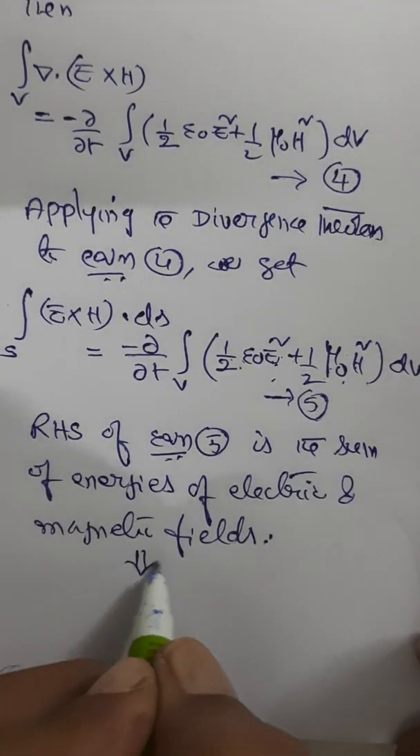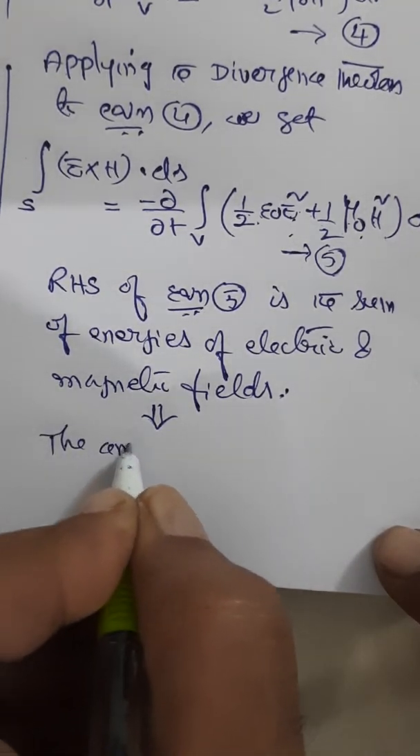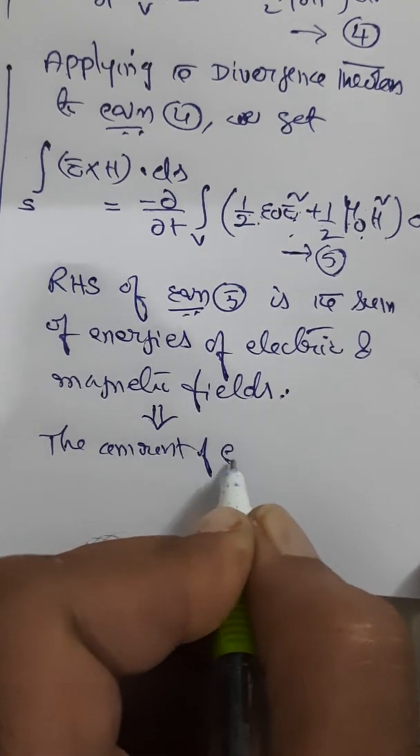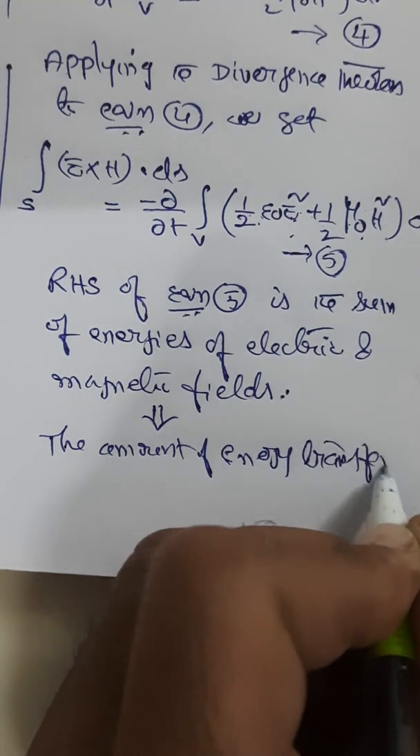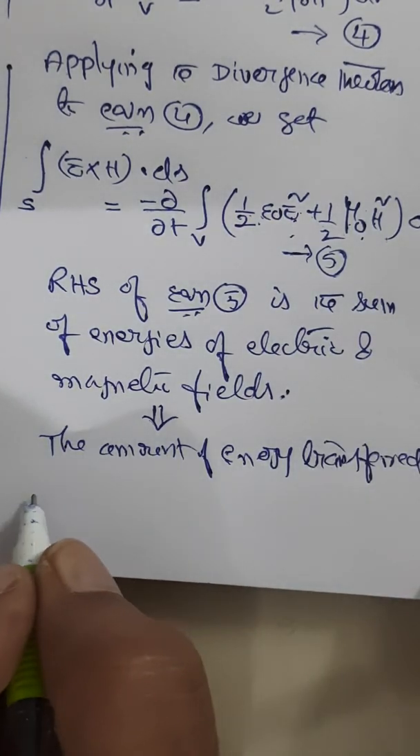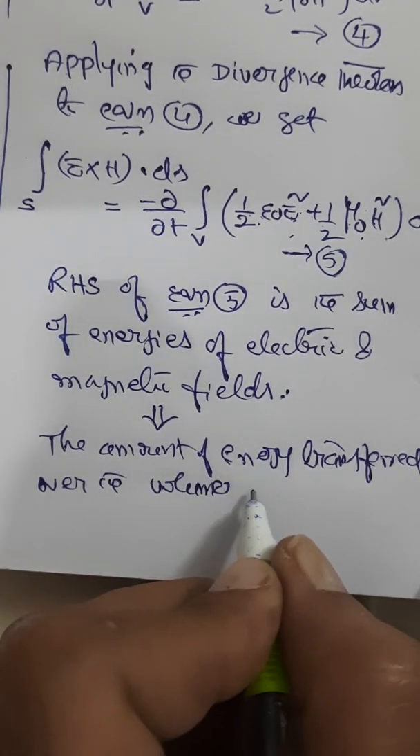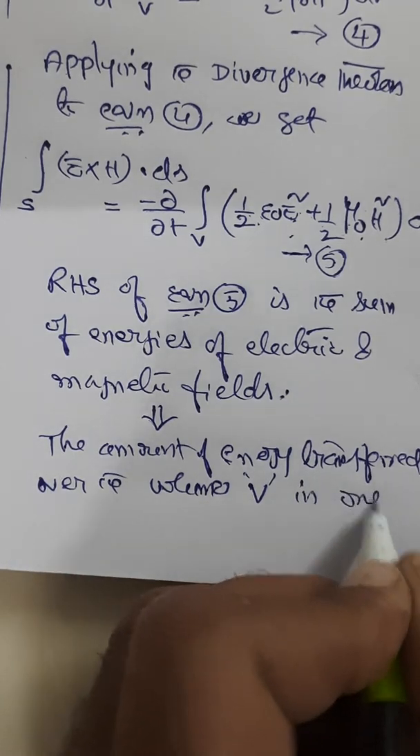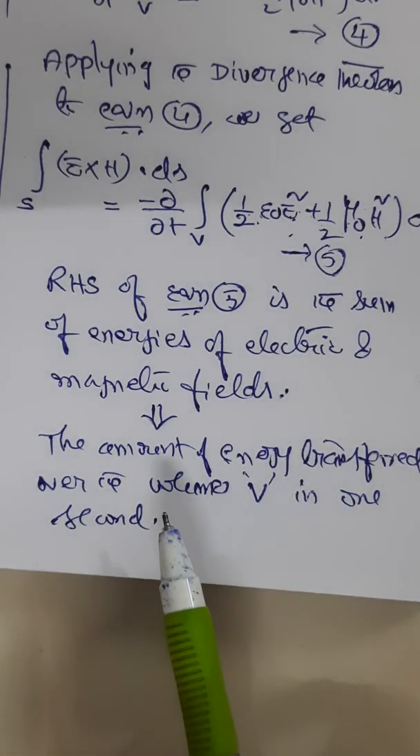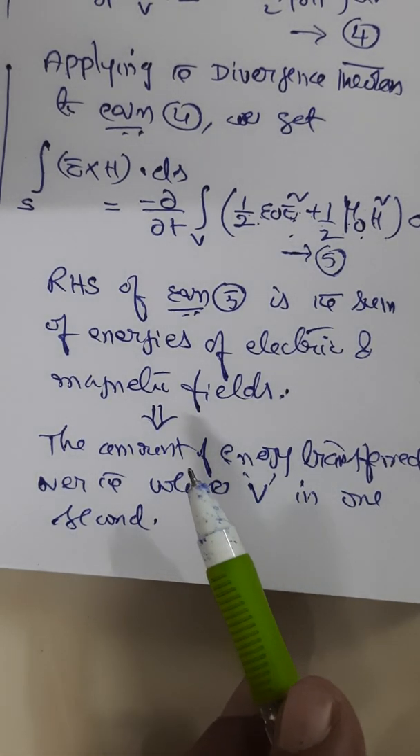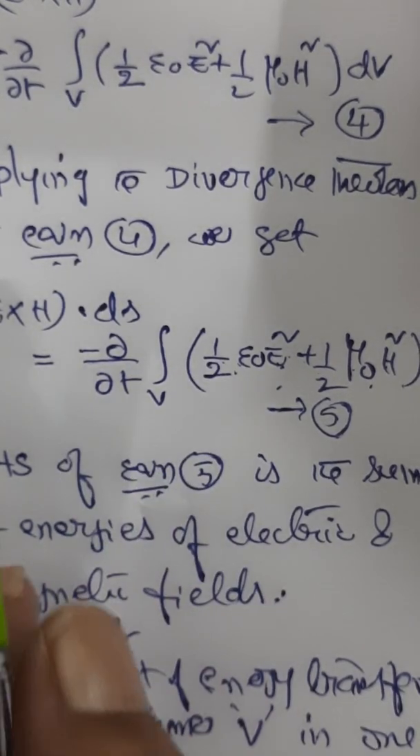So this implies the amount of energy transferred over the volume V in 1 second or unit time. The amount of energy transferred over the volume in unit time or 1 second is nothing but the rate of flow of energy. Is it not? I'm just recapping.